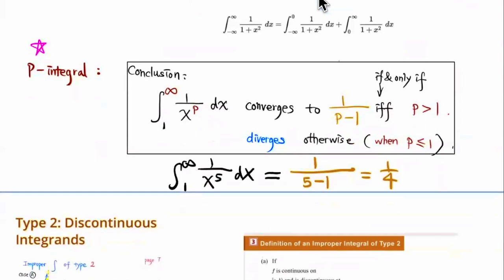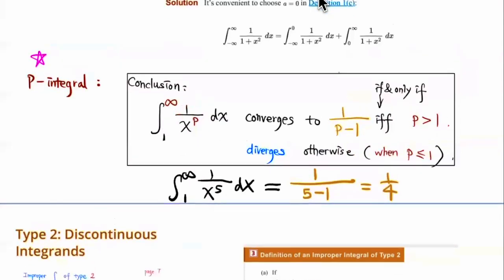Okay, so the P integral here converges if and only if the P here is greater than 1. And that actually reminds us of the P series, right? Do you guys remember later on we learned about the P series? 1 over n to the P power. This is a P series, right? And it converges if and only if what? P is greater than 1, okay? So similar. This P integral converges if and only if P is greater than 1. This P series converges if and only if P is greater than 1.